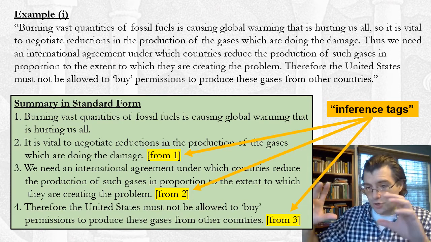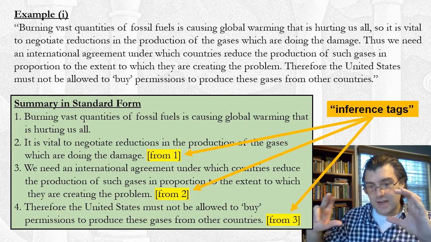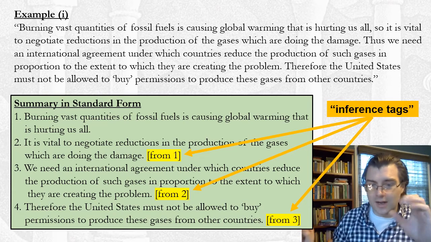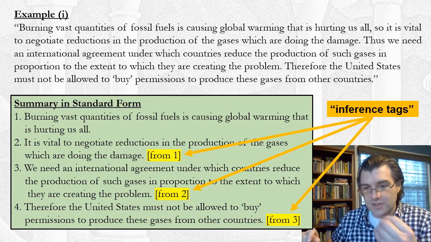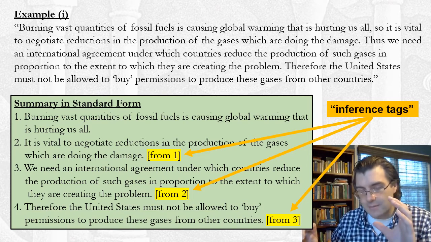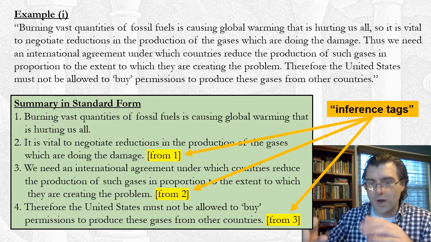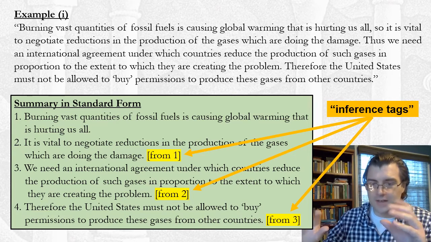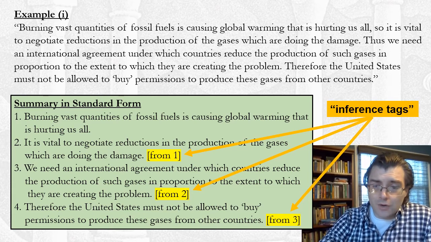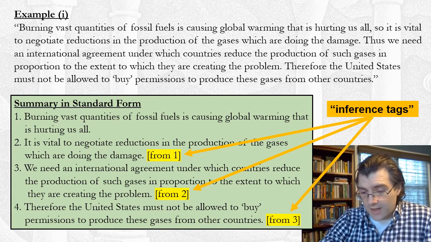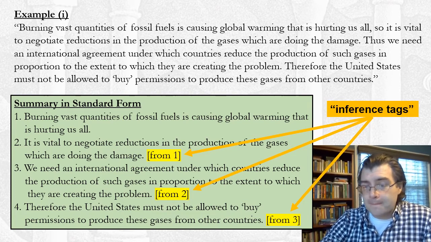But you would want to put them in brackets like this at the end of the claim and just indicate where it comes from. I use the word from in these slides. Sometimes I'll use the word by 1, by 2, by 3. That's not that important. What's important is either from 1, from 2, or by 1, by 2. We'll use inference tags in a number of slightly different ways as well that give additional information, but here is a basic model for this example.